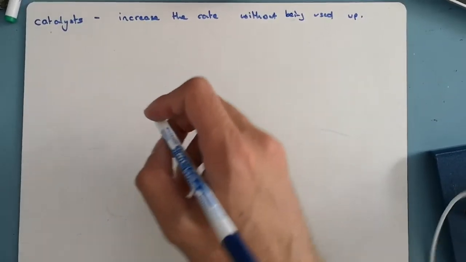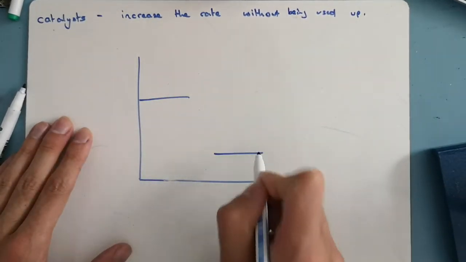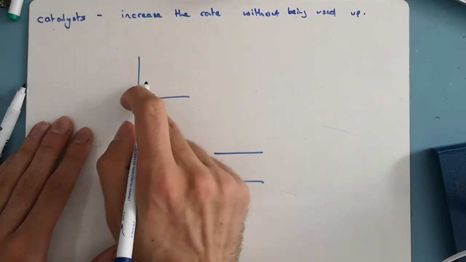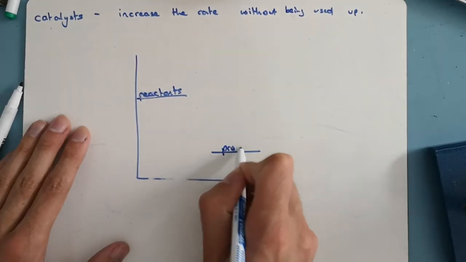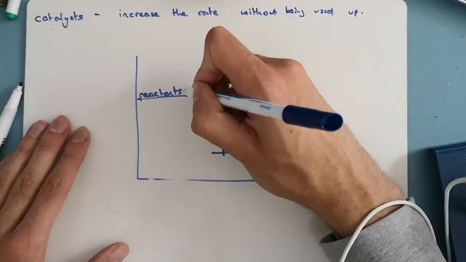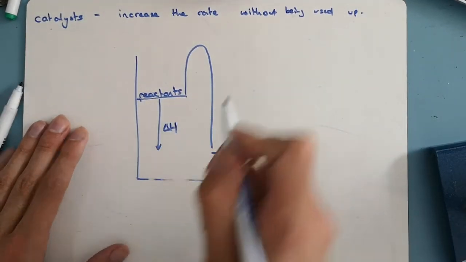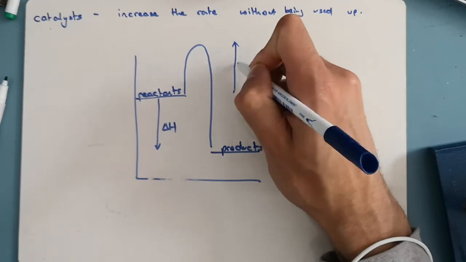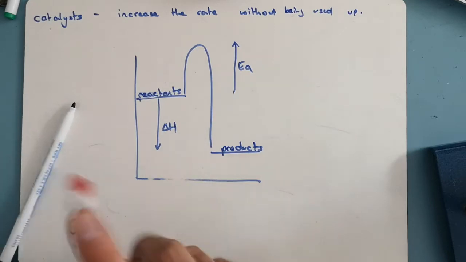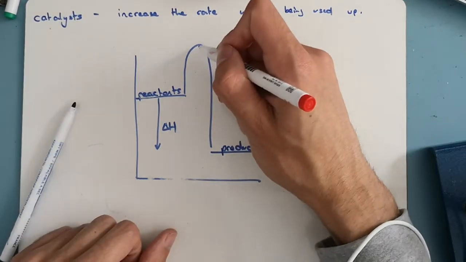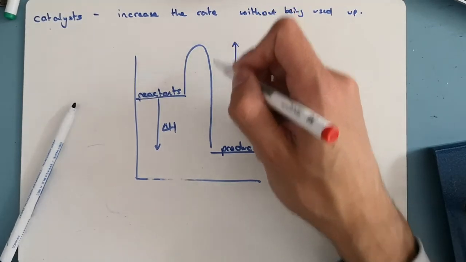They work if we quickly draw an enthalpy profile diagram. That'll be our reactants and products. And on an enthalpy profile diagram, you have your delta H and your activation energy. A catalyst provides a different route than the one we see here. So this route goes all the way up to here, this is our activation energy, the amount of energy we have to put in to get a reaction, and then all the way down to here.